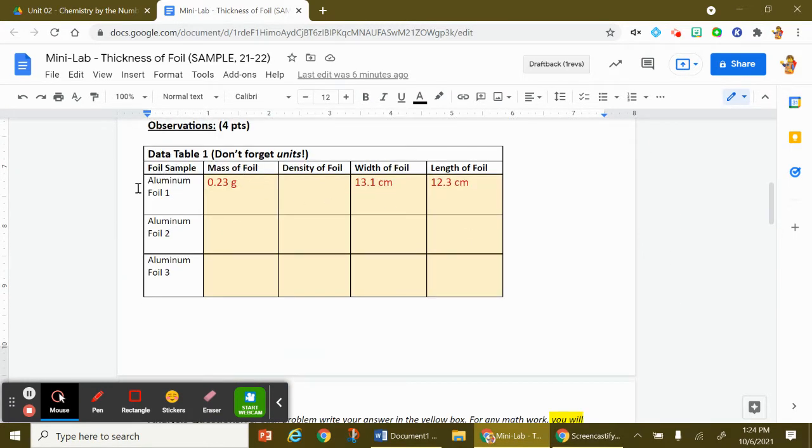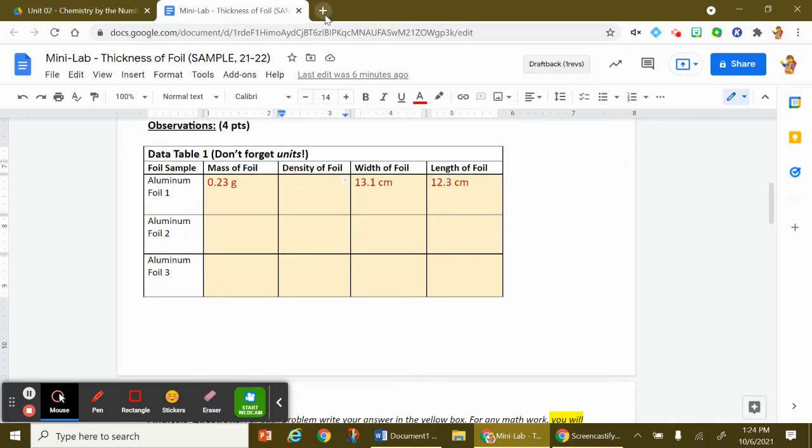So what we got here first is one sample set of data. I just made this up, but it's pretty close to real. We took the first aluminum foil, I weighed it on the scale, and it was 0.23 grams. I took the width with a ruler, it was 13.1 centimeters, and I took the length with the ruler, 12.3 centimeters.